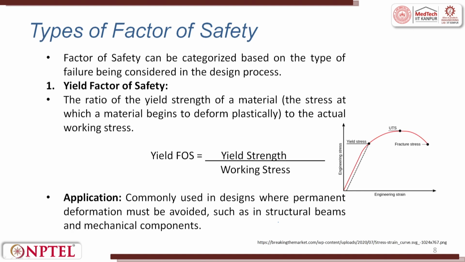Types of factor of safety. Factor of safety can be categorized based on the type of failure being considered in the design process. One is yield factor of safety. The ratio of the yield strength of a material to the actual working stress is called yield FOS. It is commonly used in design where permanent deformation must be avoided, such as in structural beams and mechanical components. Okay, we talked about yield FOS.